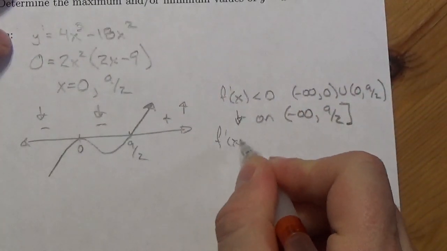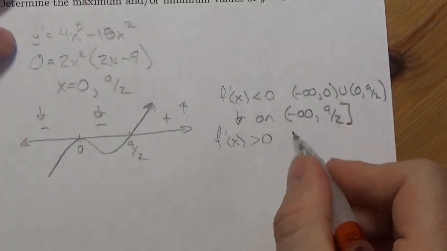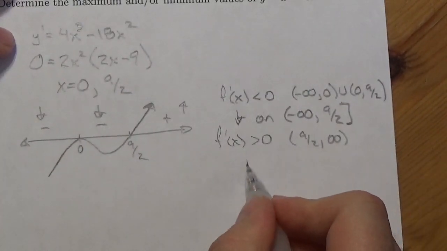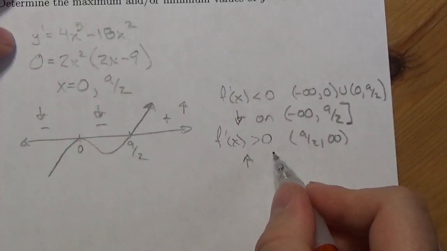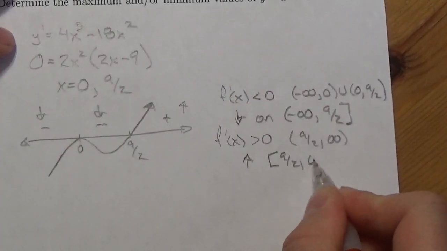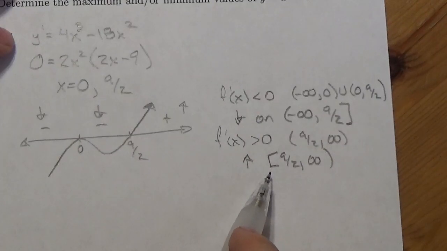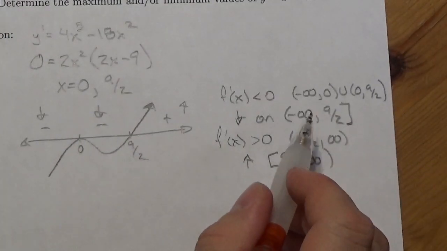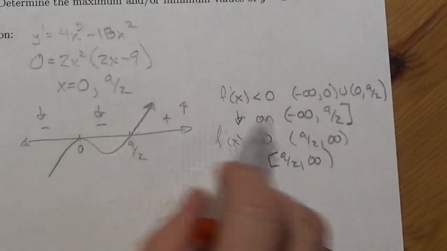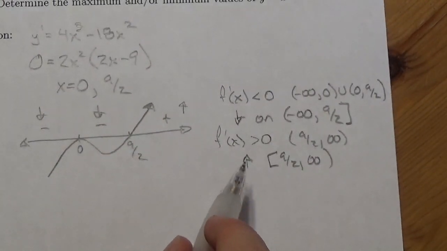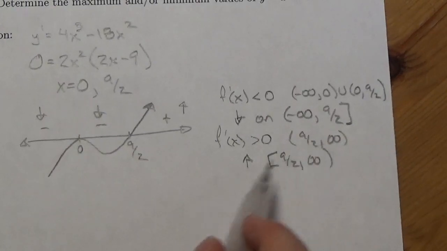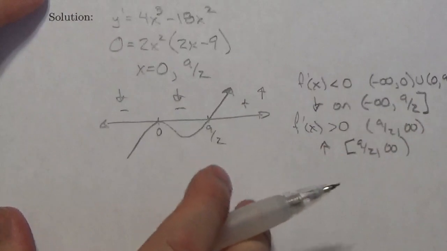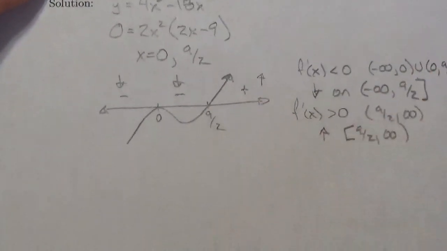So likewise, I know that the first derivative is positive on the interval 9/2 out to infinity, which means the function is increasing on the interval 9/2 out to infinity. And I include the 9/2 here in both of those intervals. It's the end point of a decreasing interval and the beginning point of an increasing interval, and that suggests to me that that's a min. The work that I'm now going to do over here with the second derivative should confirm that.